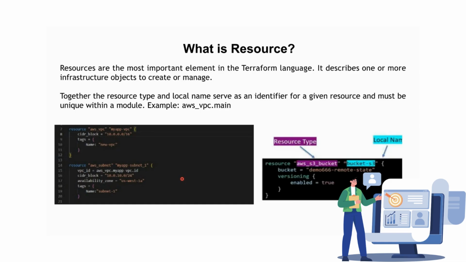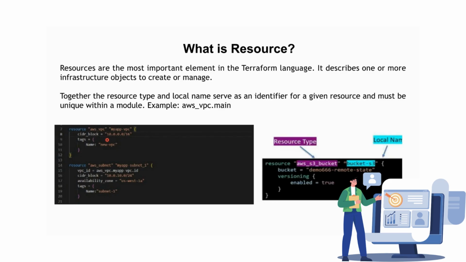And then the resource block. A resource is something Terraform creates in your cloud platform. For example, a VPC, subnet, EC2 instance, S3 bucket, etc. So a resource is like saying, hey Terraform, please create this object inside AWS.